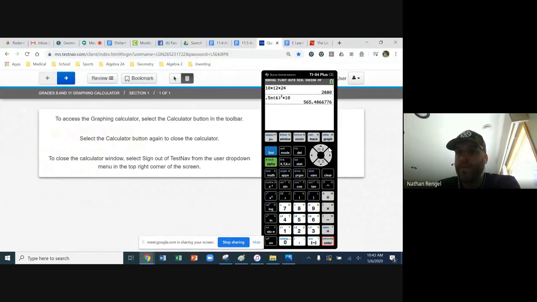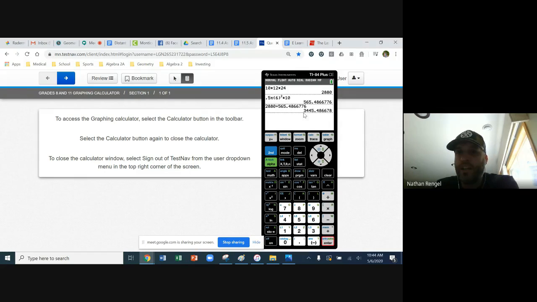Okay, and heading back to the calculator, a little trick that you can do. Once you've made some calculations, you can hit the up arrow. We're going to take that 2,880 and add to that the 565.48. So you can just hit up arrow. You can go back and find any calculations you've made. And there's our final result.